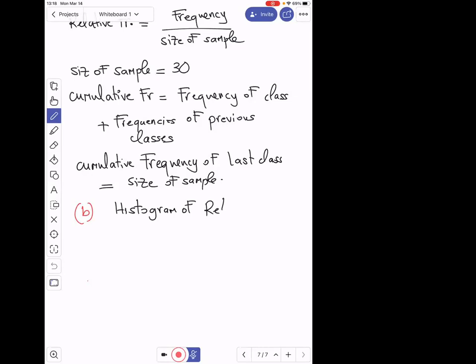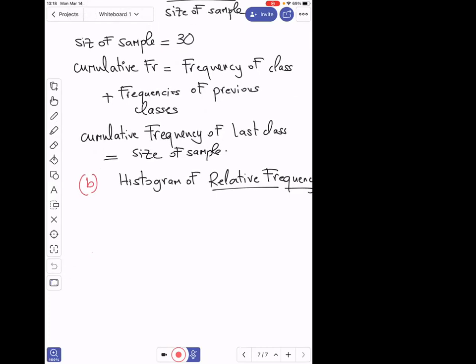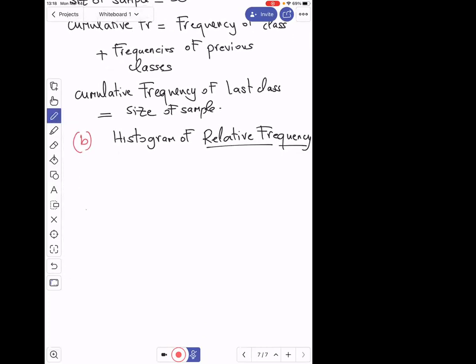So this histogram has to display the relative frequency. So we have the x-axis, the horizontal axis, that's supposed to be our class boundaries. And of course, there's this vertical axis.